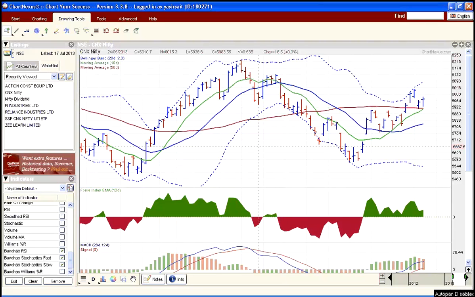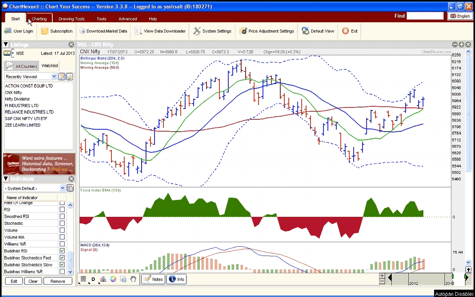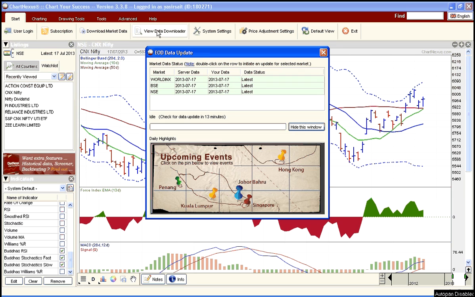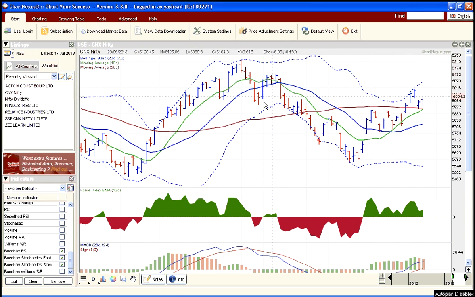I'm using a software called ChartNexus. It can be downloaded from chartnexus.com, and once it is downloaded, you can also set it up to automatically update your data. Go to Start, and over here we have Data Downloader. You have the World Index, BSE and NSE. All these are free of charge and will get updated on a daily basis as long as you're connected to the net. Now let's look at the Nifty chart.